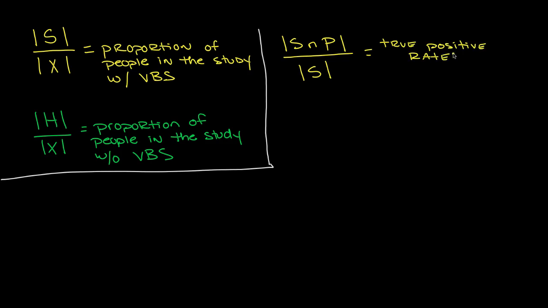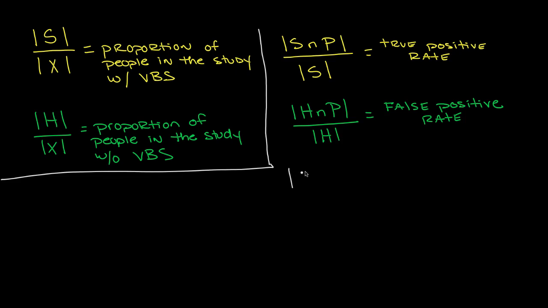A number we would like to be small is, let's look at H intersect P, the cardinality of that divided by the cardinality of H. So in the numerator, we have the false positives, the people who are actually healthy, but the test tells them are positive. And in the denominator, we have the people who are actually healthy. This is called the false positive rate. We would like that to be as close to 0 as possible. Often it isn't. And then two other quantities which might make sense.